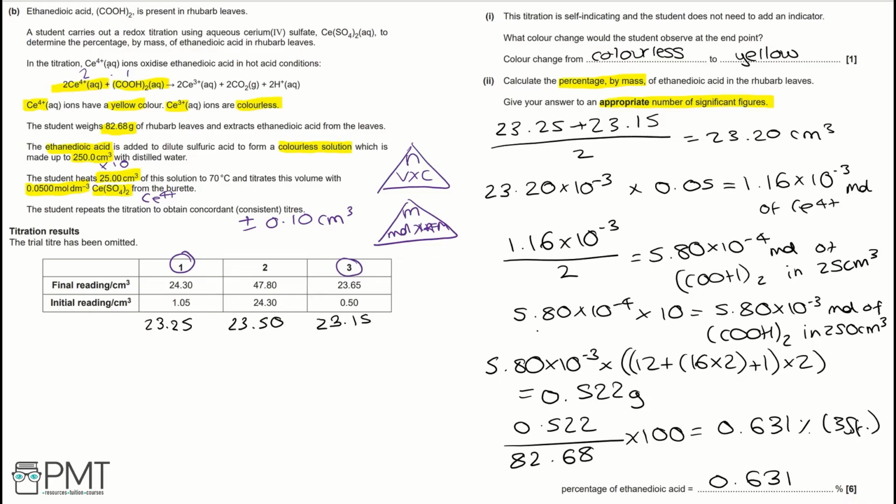To get the 6 marks for this question, you get a mark for correctly working out the mean titre, or 23.20 centimeters cubed, a mark for working out the moles of Ce4+ correctly, 1.16 times 10 to the negative 3. You get a mark for working out the number of moles of ethanedioic acid in 25 centimeters cubed, which is 5.8 times 10 to the negative 4 moles. And then you get a mark for working out the moles in 250 centimeters cubed, or 5.80 times 10 to the negative 3 moles. You then get a mark for working out the mass of ethanedioic acid and the percentage by mass of ethanedioic acid, so 0.631, and giving your answer to 3 significant figures. That gets you your final 6th mark.